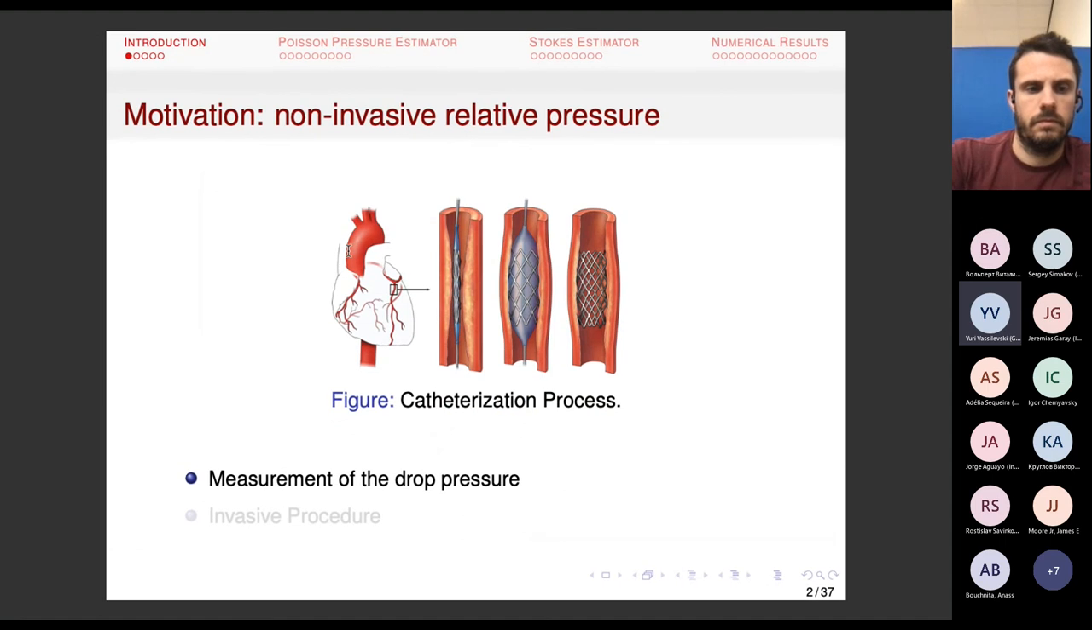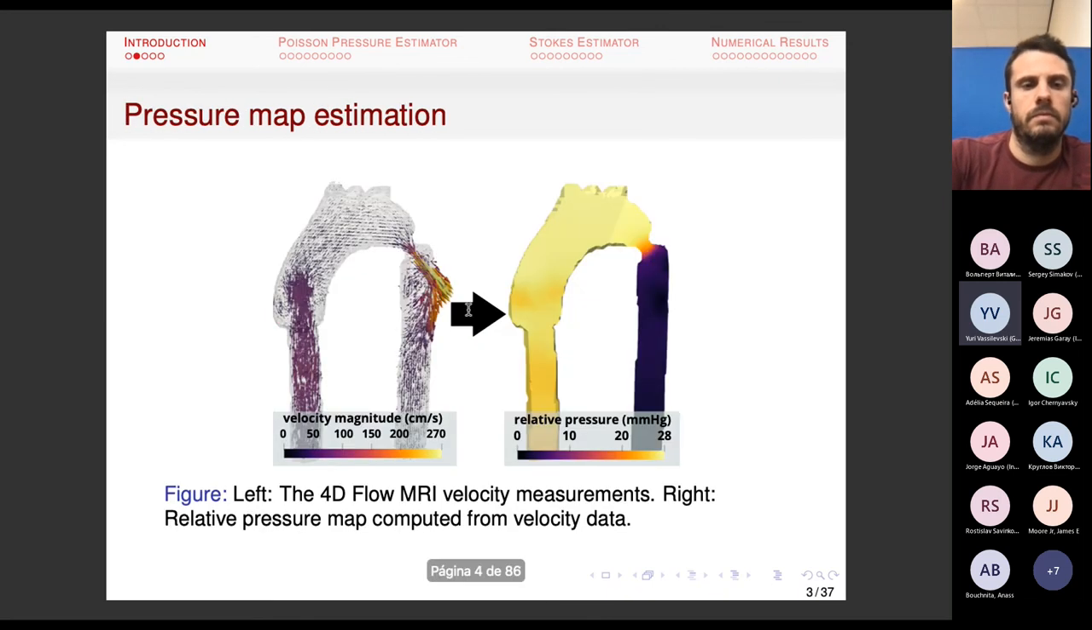The main motivation is the catheterization process, because we know that this is an invasive procedure, so we would like to avoid it. For this reason, the idea here is to use imaging of the flow velocity measurement to estimate the pressure in the blood.